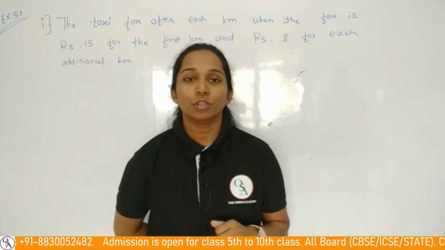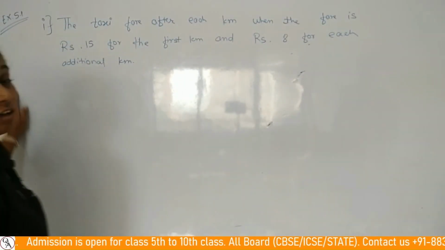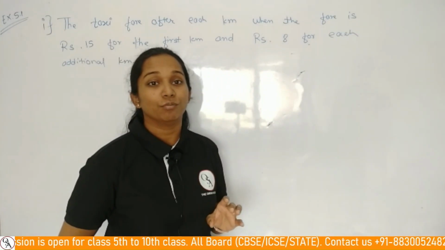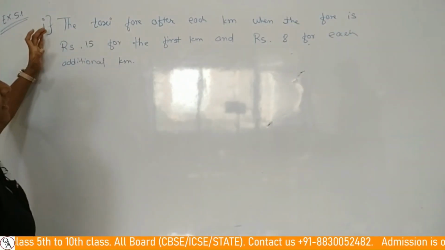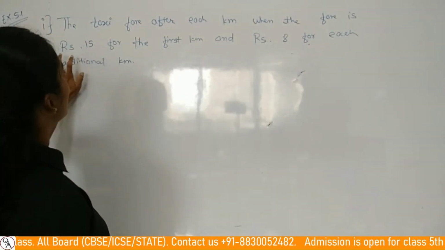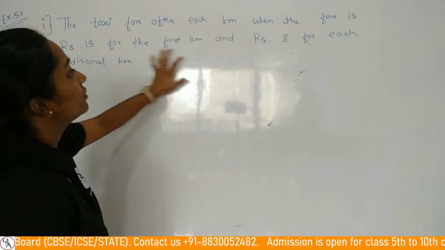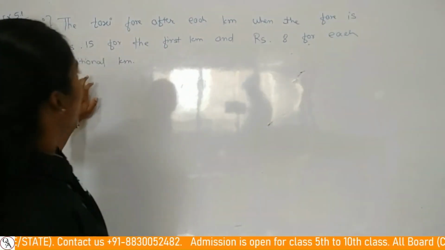So today we are going to start exercise 5.1, where question number one is a word problem. The first word problem is the taxi fare: the fare is rupees 15 for the first kilometer and rupees 8 for each additional kilometer.